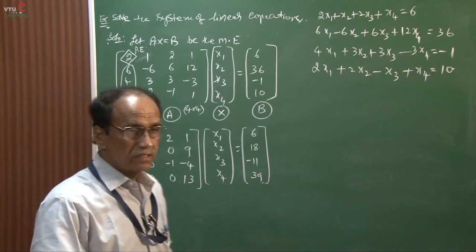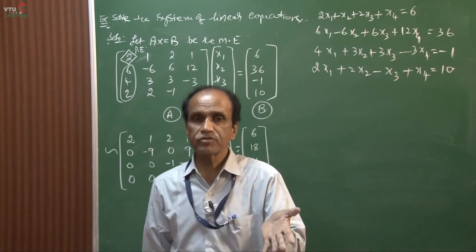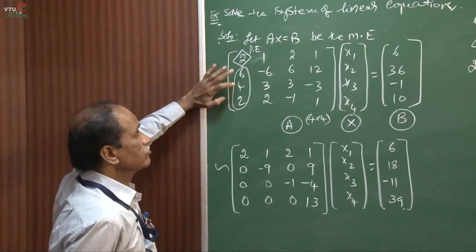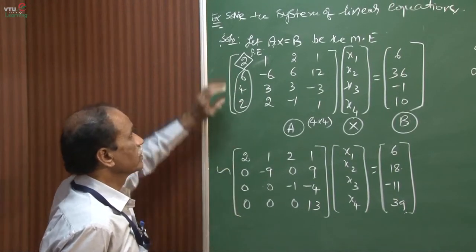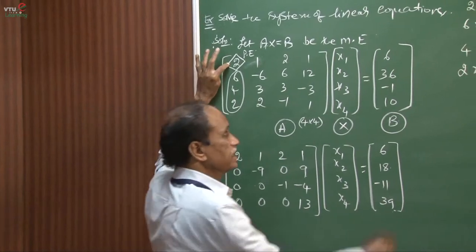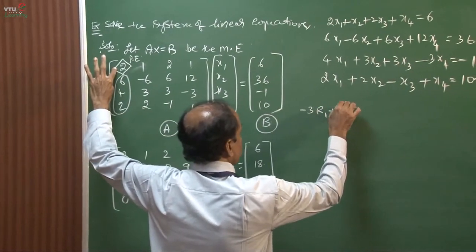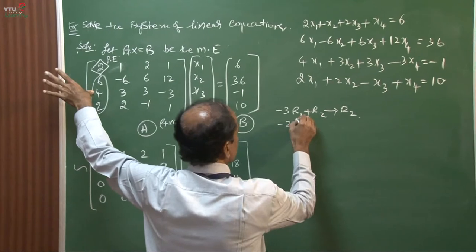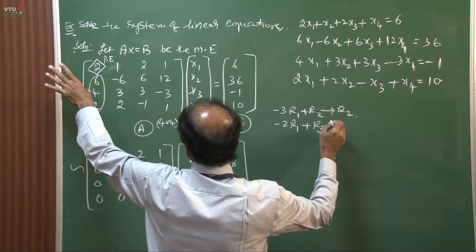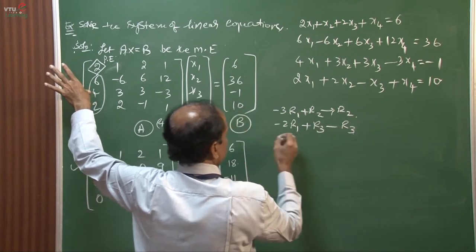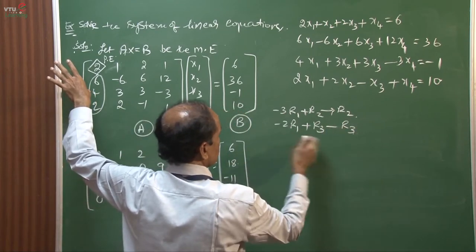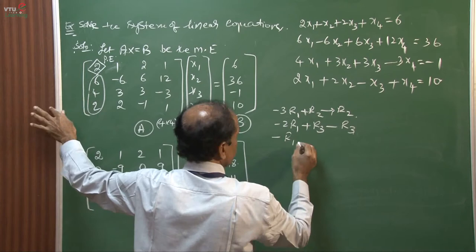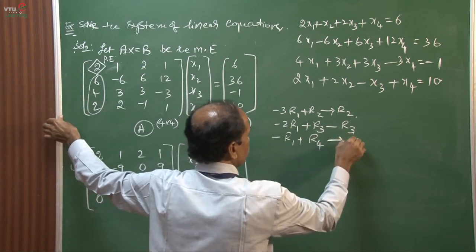So if this is the row operation at the end, after three steps of row operations, for the first operation you are going to make this 6 as 0, 4 as 0, 2 as 0, these are the three values. That means minus 3 R1 plus R2, affecting R2. Next, 4 is there, so this is minus 2 R1 plus R3, affecting R3. And the last one is minus R1, because 2 is there and minus 2 you will expect, on R4, affecting R4.